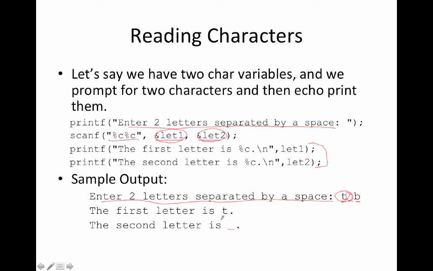So if I actually follow directions here and separate with the space, I'm not going to get my two letters of the alphabet. The other thing is that I typed in the T, the space, and the B. In the code, I've only read in the T and the space. The B is actually still sitting there.